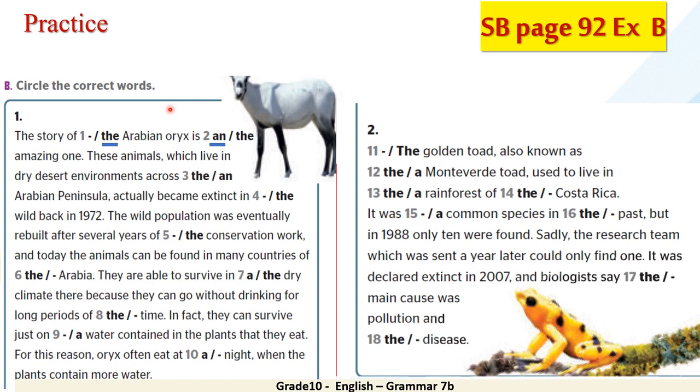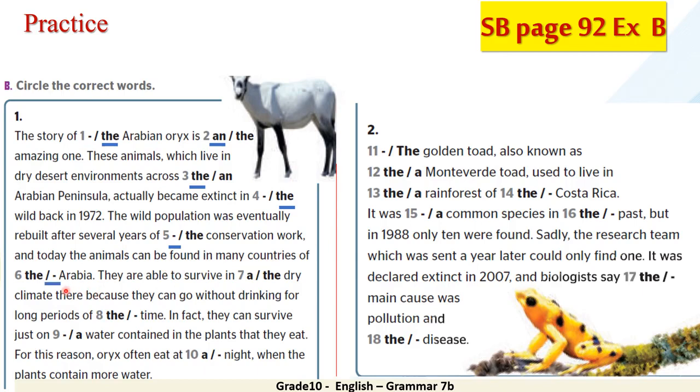Welcome back. Let's answer together. These animals live in dry desert environments across the Arabian Peninsula. So because I have here Arabian Peninsula, we use the article, that's correct, the. They actually became extinct in the wild back in 1972. So the correct answer here is the. The wild population was eventually rebuilt after several years of conservation work. So, no article. And today the animals can be found in many countries of Arabia.